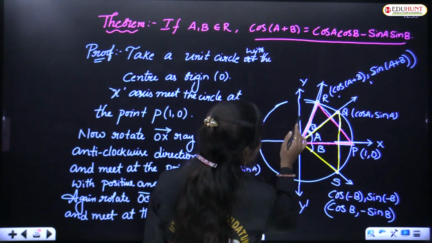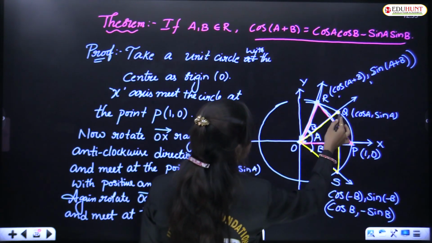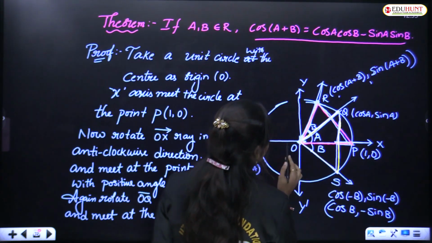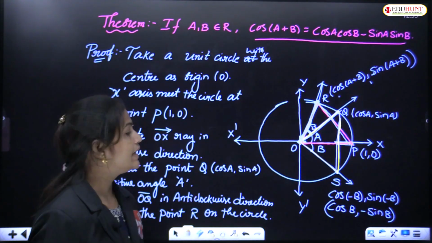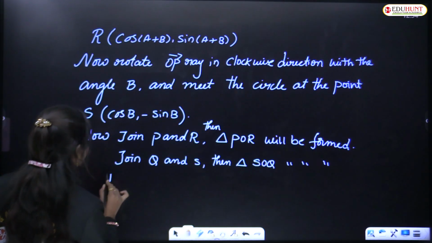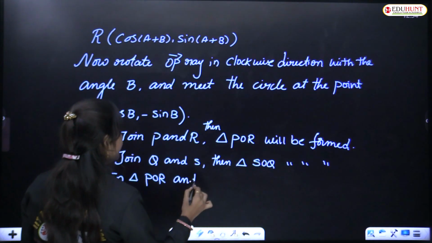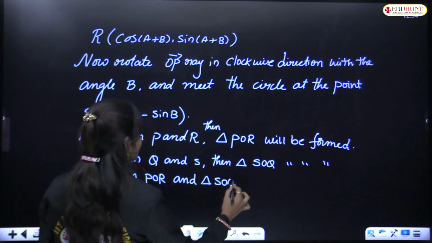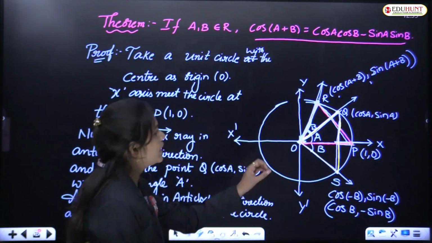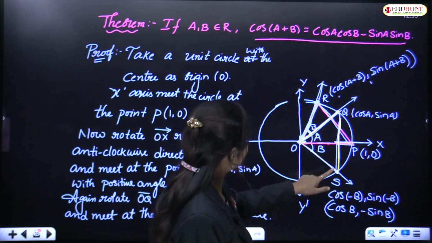Here, by observing this, unit distance I am saying, no. So here RP is equal to QS. And in the same way, OQ is equal to, here we can take OR. In triangle POR and triangle SOQ, we can say that. So children, see here, we can observe two triangles, no? One is POR, another one is SOQ.